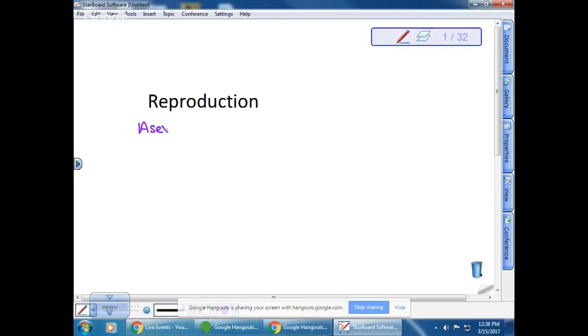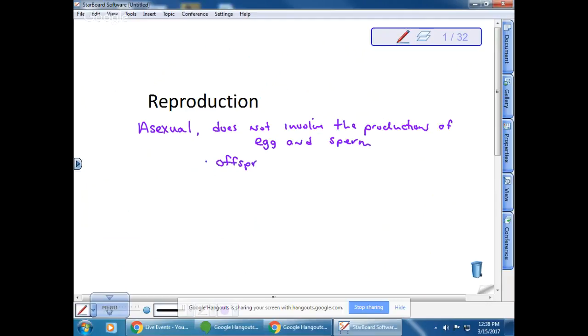So we'll put asexual. Okay. So does not involve the production of egg and sperm. And the offspring are genetically identical to parent.